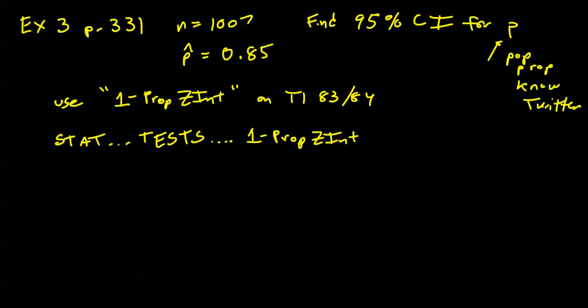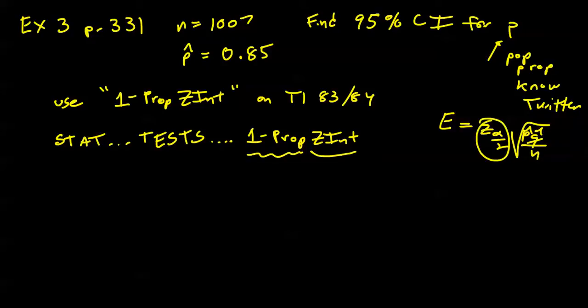Now, the reason we use 1-PropZInt: one prop because we're going to be estimating one population proportion, and the Z Int, well, the Int is for interval, and the Z is because your margin of error is based on a z-score. You'll see the margin of error, which the calculator does for us, involves a z-score. Hence the command 1-PropZInt. All right, so call up this command on your home screen, and we should see the following.